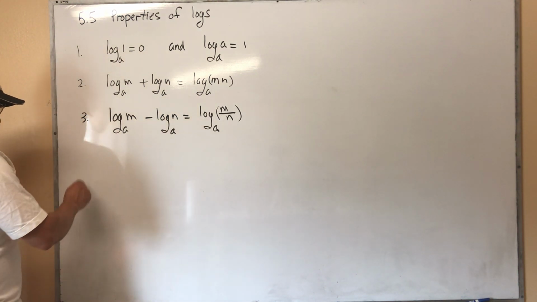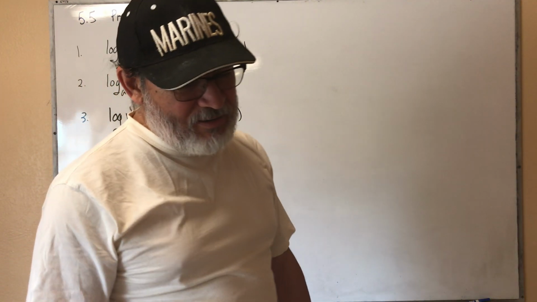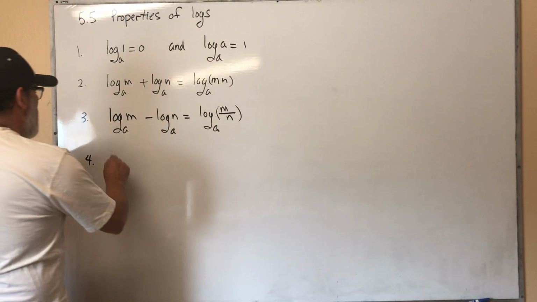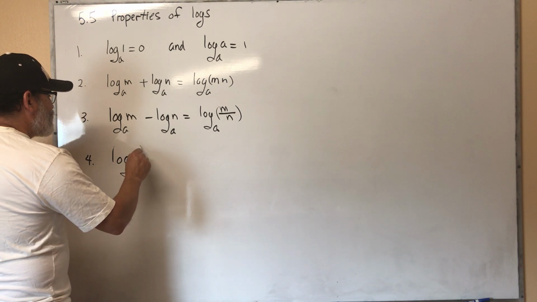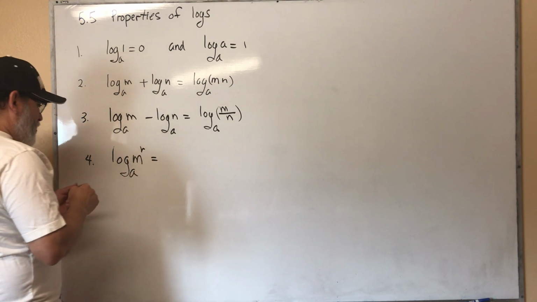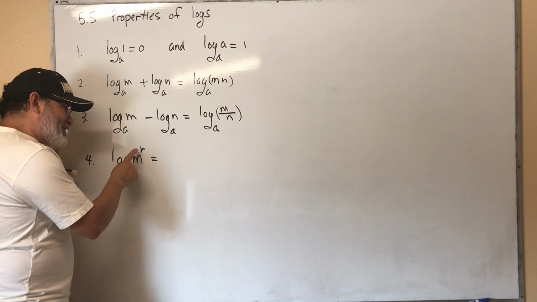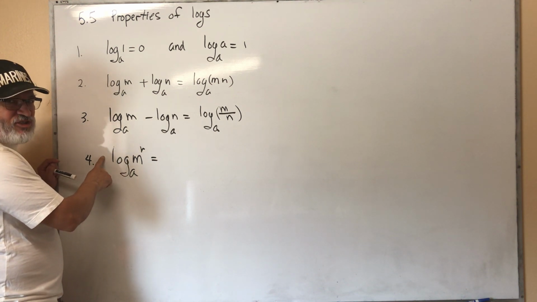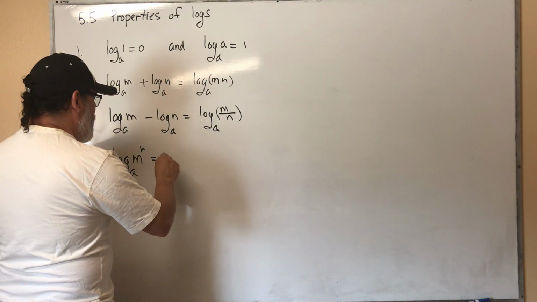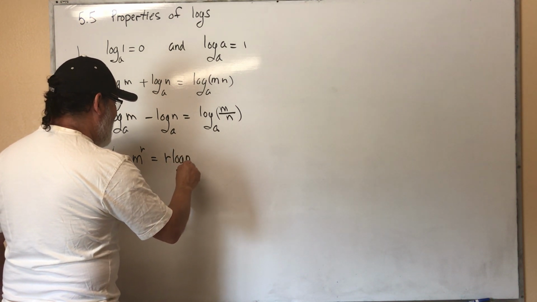4. Log base A of m to the r. Whenever the argument has a power, the power can be brought down and become a coefficient. So this becomes r times the log base A of m.